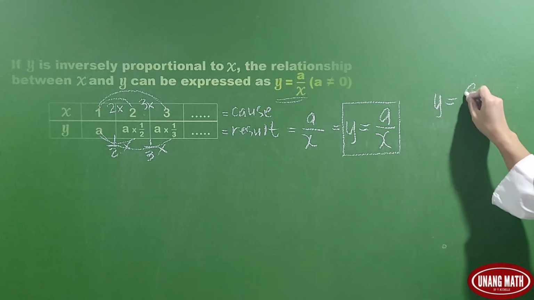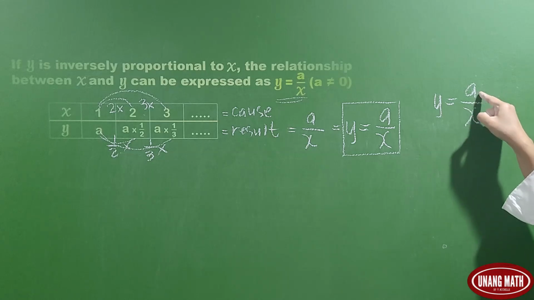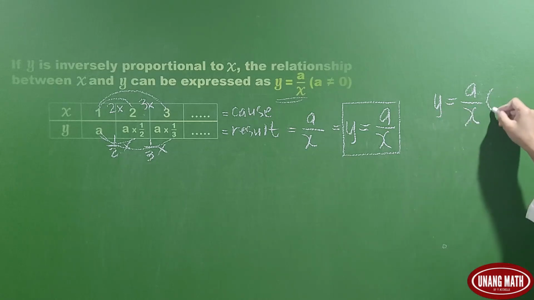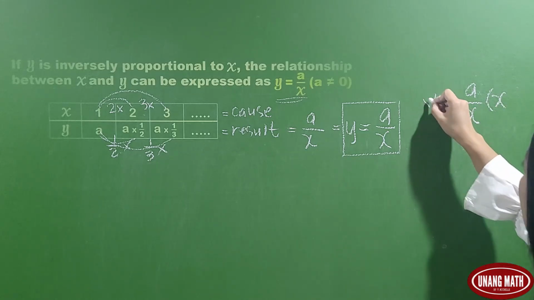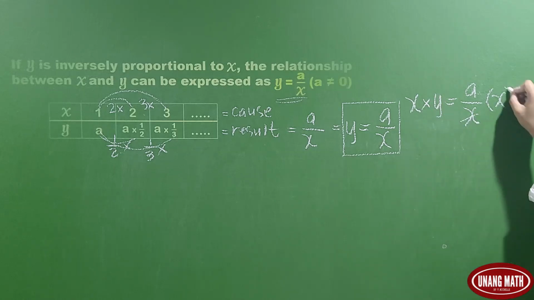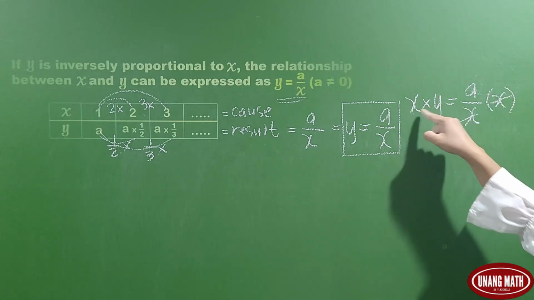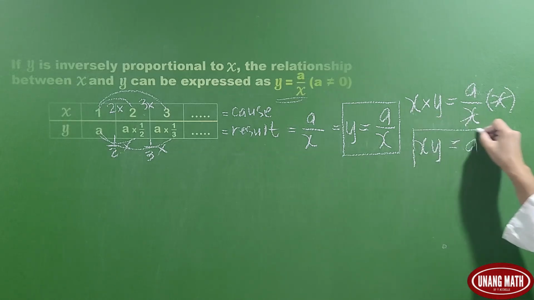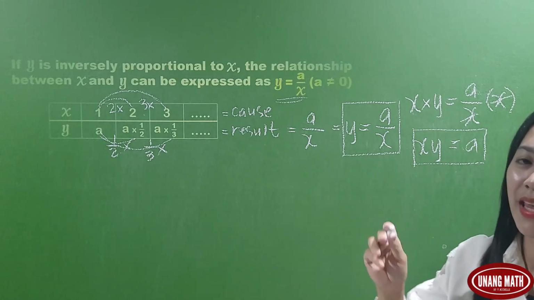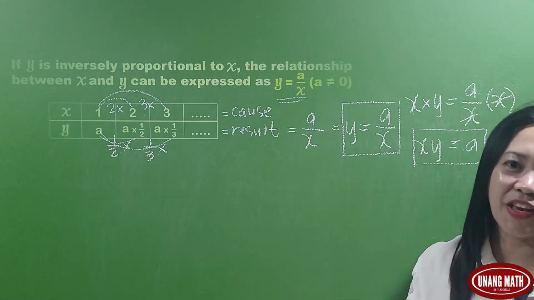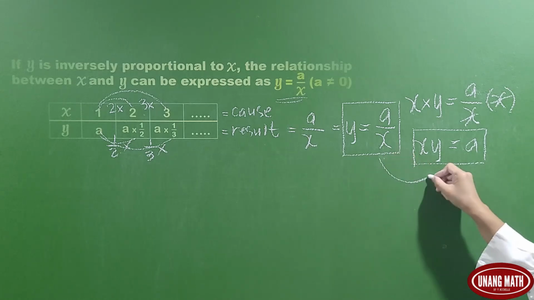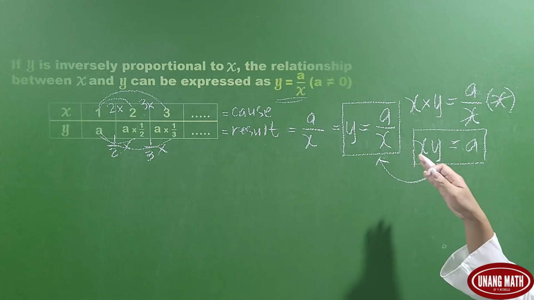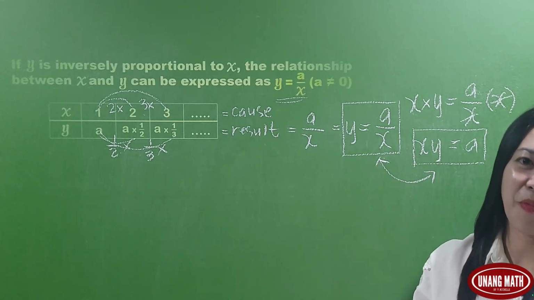So from y is equal to a over x, if we're looking for the value of a, we just need to multiply both sides by x. If we simplify, then we have xy is equal to a. xy is equal to a is also an inverse proportion equation. So when you see an equation with this pattern, that means that the two quantities are inversely proportional.